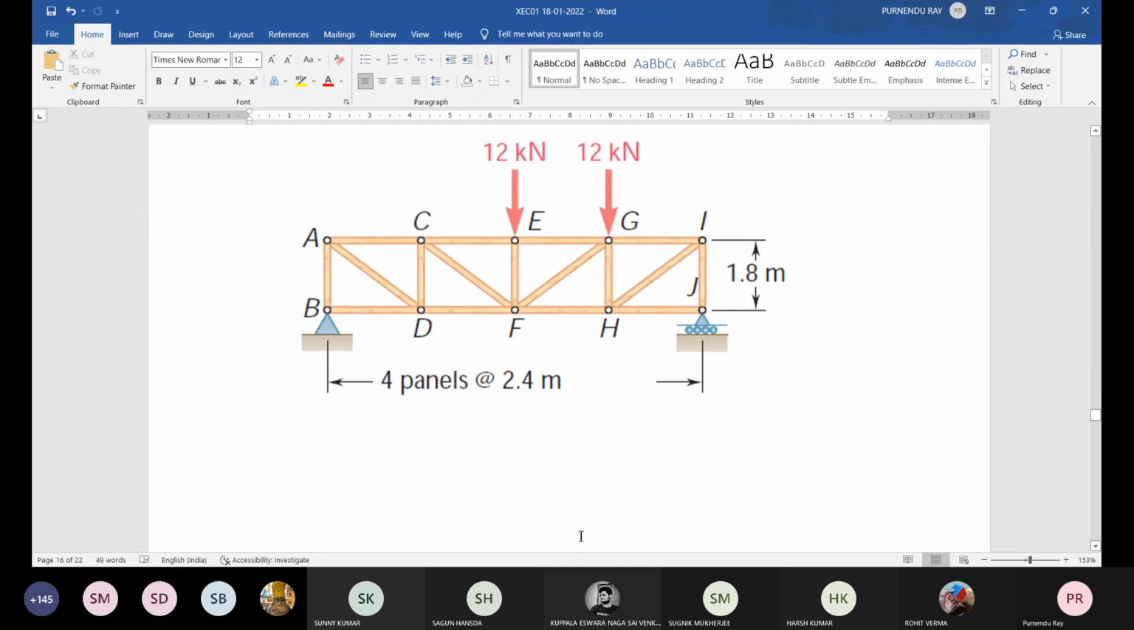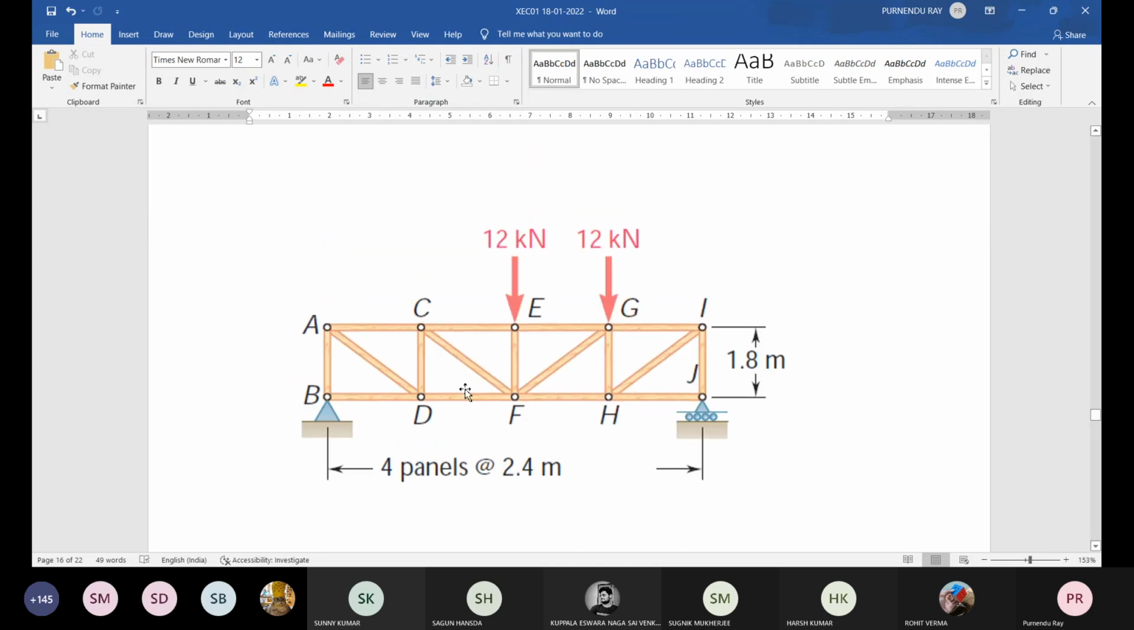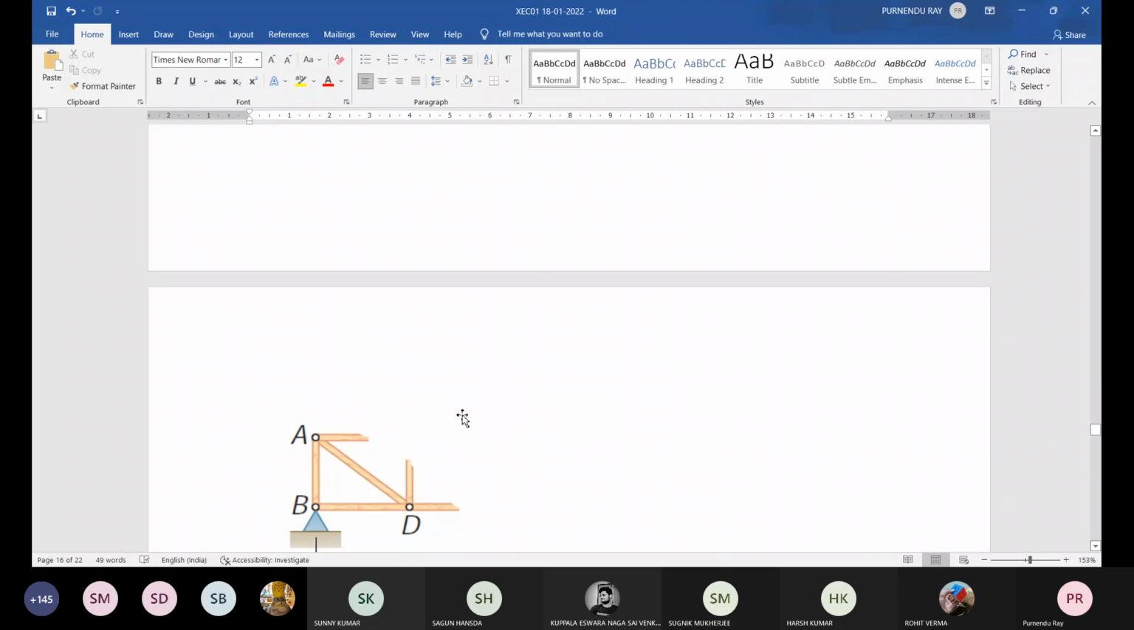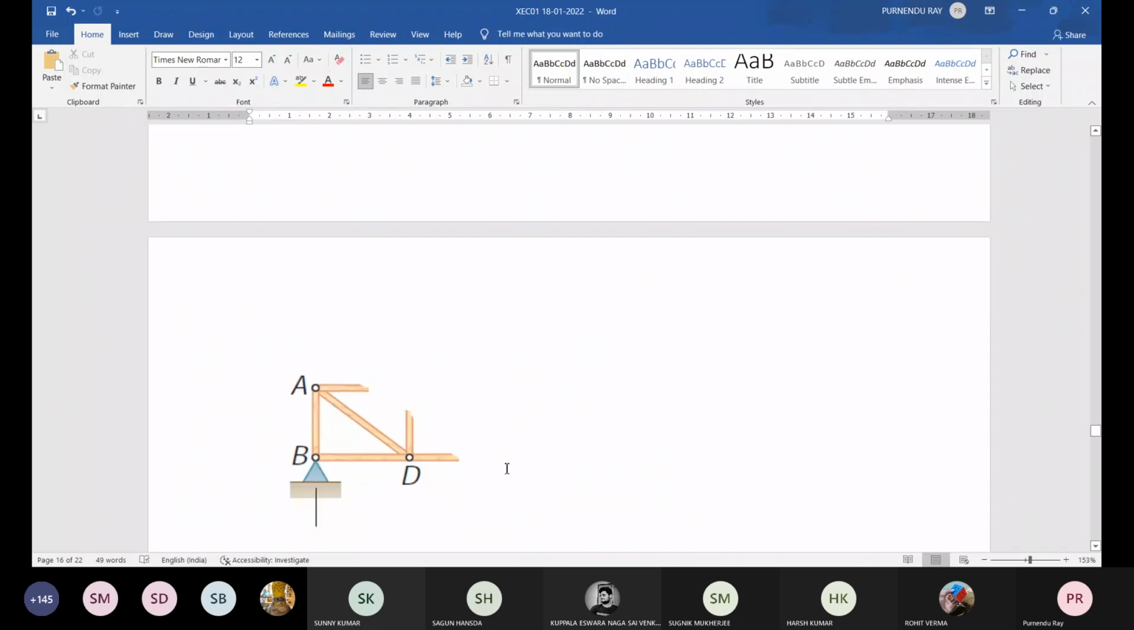What he did here is, suppose we take a big gigantic scissor which can cut this frame. We cut it along this plane and indicate the members through which the cutting plane is passing: member AC, member CD, and member DF. And these cut members are here. C joint is not available. E joint is not available. You have cut these members.